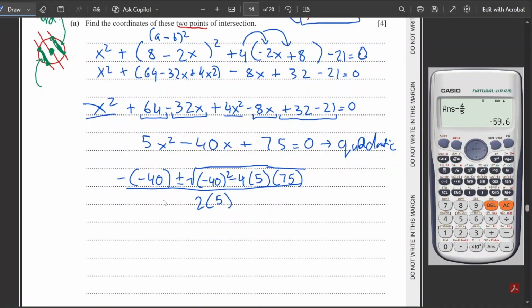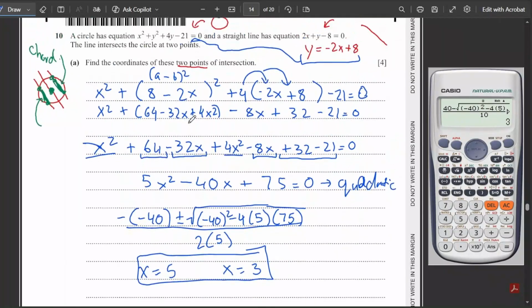Okay, so let's solve this out. I have minus 40 is going to be plus 40, plus minus under root b squared, minus 40 squared, minus 4 times a times c, divided by 2a. So 2 times 5 is 10. This is equal to 5. So 1 point is 5. And the other one is basically going to be, put a negative sign over here, that's going to be equal to 3. So these are the 2 points where the line intersects the, what do you call it, the circle.